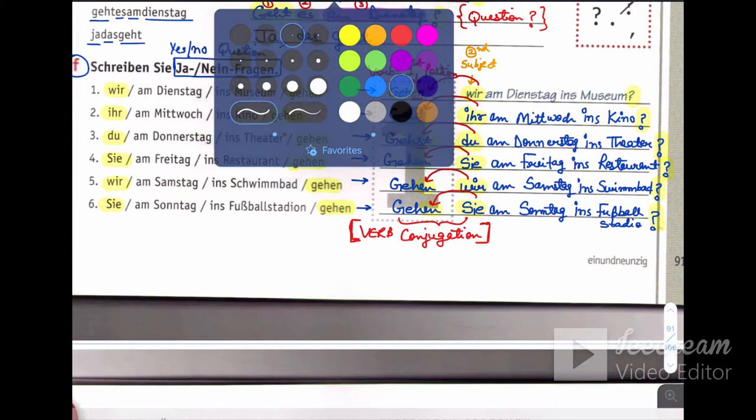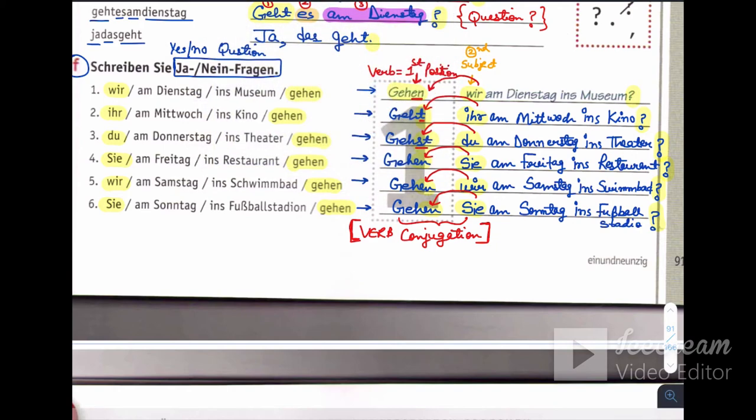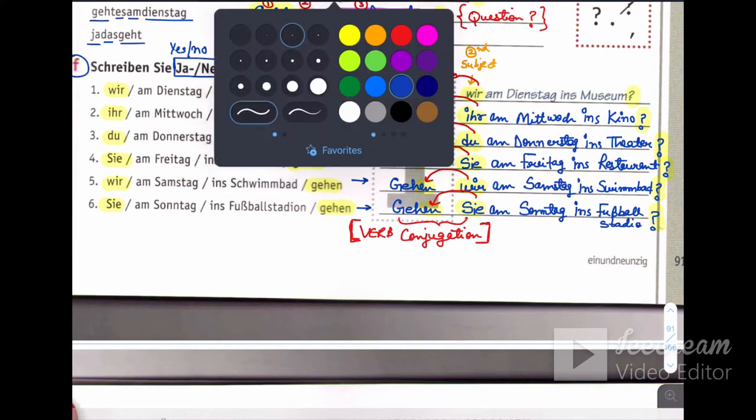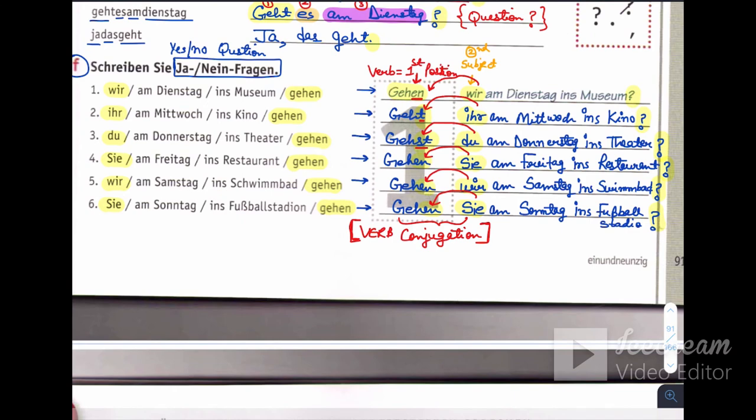I hope now you are able to easily make the verb question form. Verb on first place. Yes, we always use the verb on first place, then the subject on second place and then the rest of the sentence. Clear?